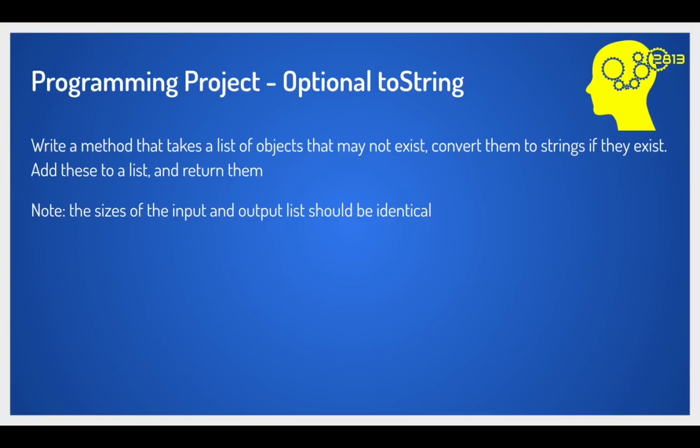For the final programming project of the video, write a method that takes in a list of objects that might exist and convert them to strings if they exist. Add these to a list and return them. As a note, the sizes of the input and output list should be identical. I can show you the solution in a couple seconds, so pause the video if you want to work on it.